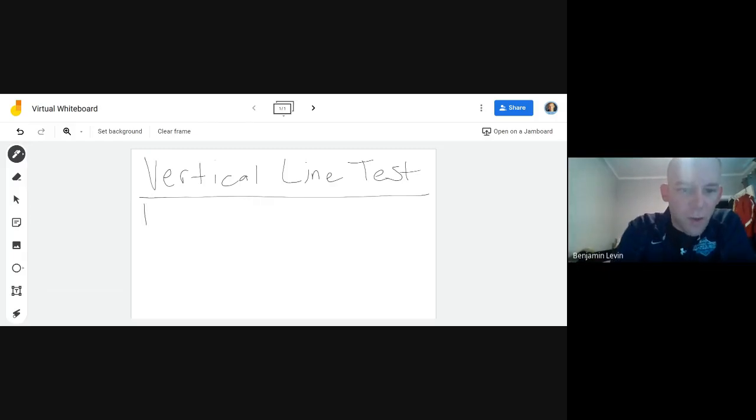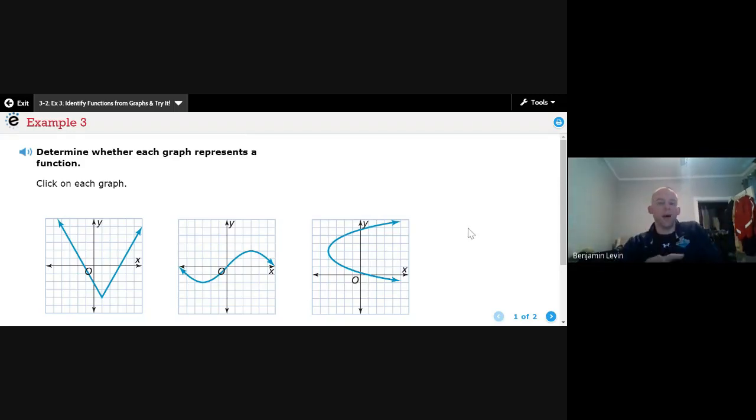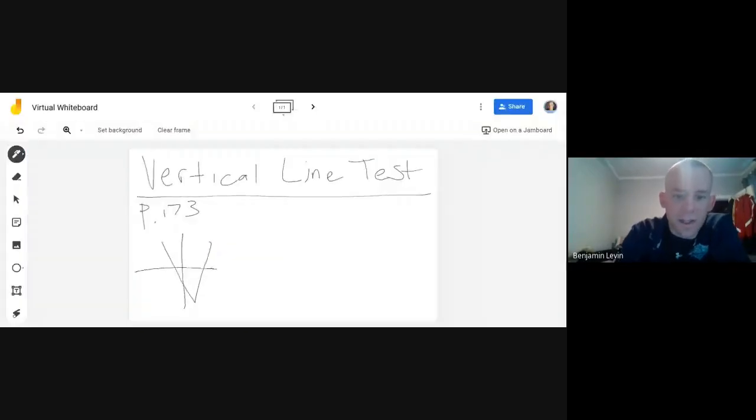Now, this is on page 173 of your textbook. So this exact page, these exact graphs right here are on page 173. So you can actually do these and you can actually perform the vertical line test on these 3 graphs to see if they are a function or not. Now, the way the vertical line test works is if we have a graph, let's try to replicate what it's doing here. We have a graph that looks kind of like this, right? That's kind of what our graph looks like.